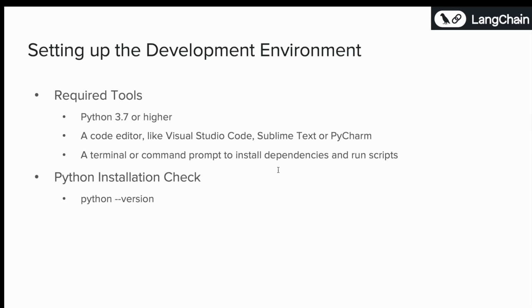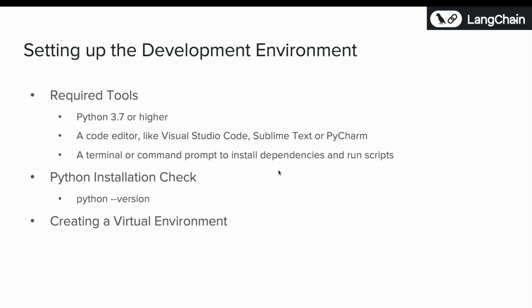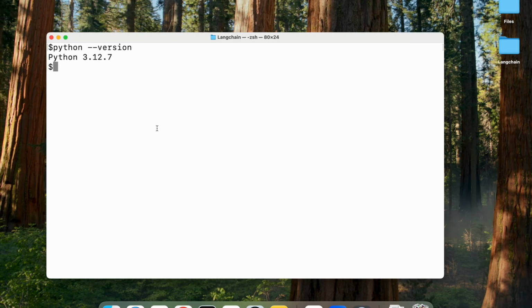Now next step is to create a virtual environment. It's best practice to create a virtual environment for each project. This keeps all your dependencies organized and prevents conflicts with other projects. Now, to create a virtual environment, use a command like python -m venv langchain environment. I'm going to go ahead and create an environment. I'll say python -m venv langchain_env, and it will create my Python environment.